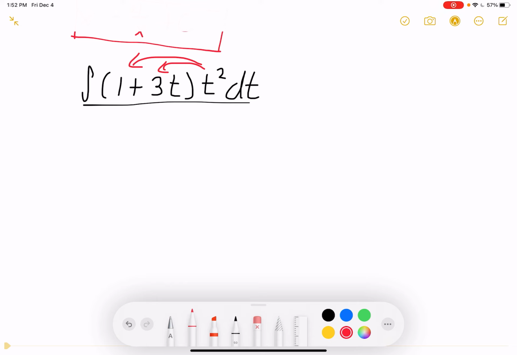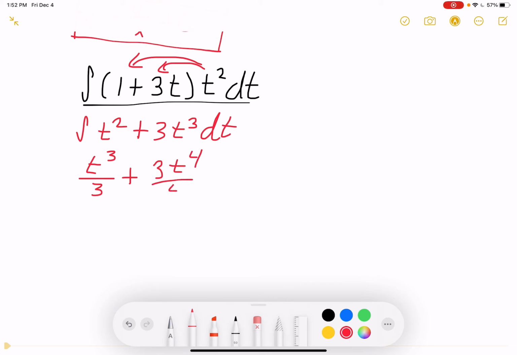So when we distribute out this t squared, we're left with the integral of t squared plus 3t cubed dt. Now, once again, just power rule. So we add 1 here, t cubed, divide by the new exponent, divided by 3, plus 3t to the 4th, divided by 4, and don't forget plus c.